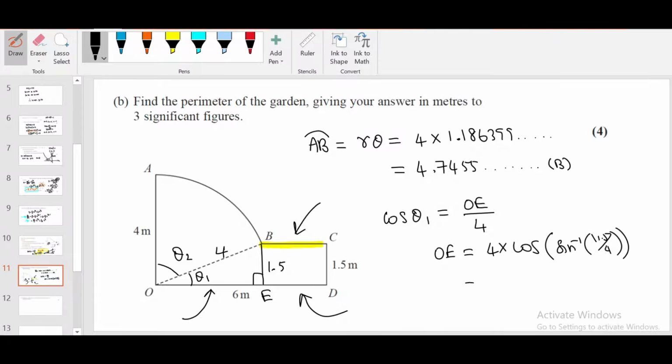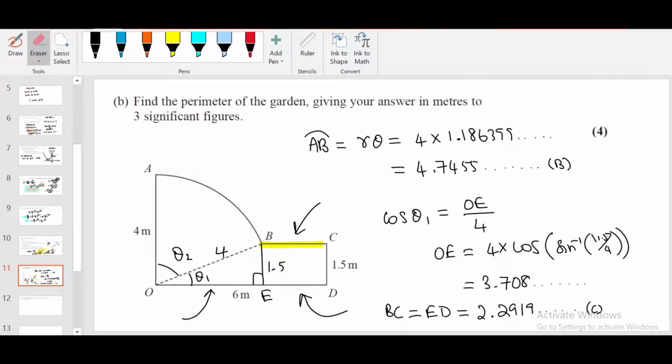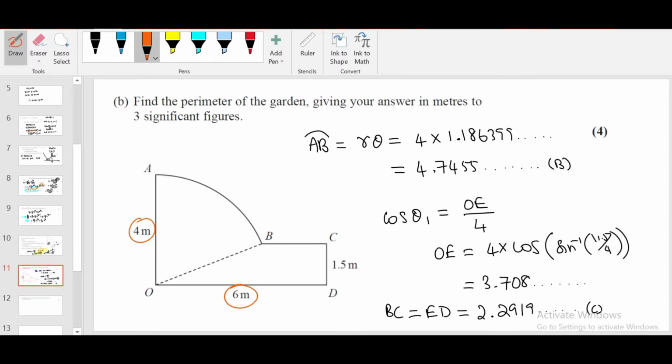So I got 3.7080, etc. Subtract from 6. So I will get BC, which is the same as ED, equal to 6 minus this value, 2.2919, etc. I'm going to store it as C again. So in this figure, now to find the perimeter, I have all these values: 4, 6, 1.5. This length I stored as C in my calculator. This arc length I stored as B.